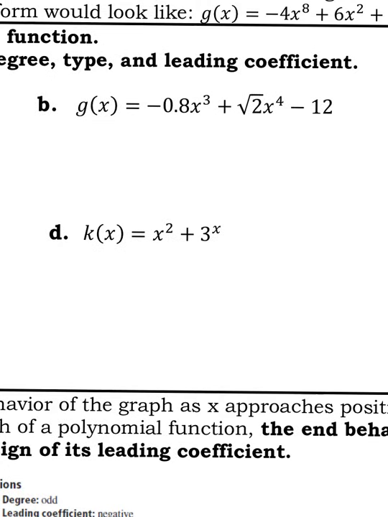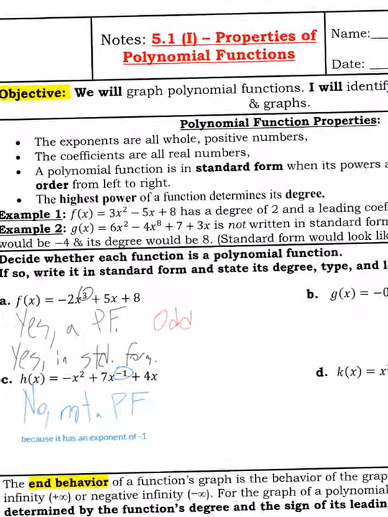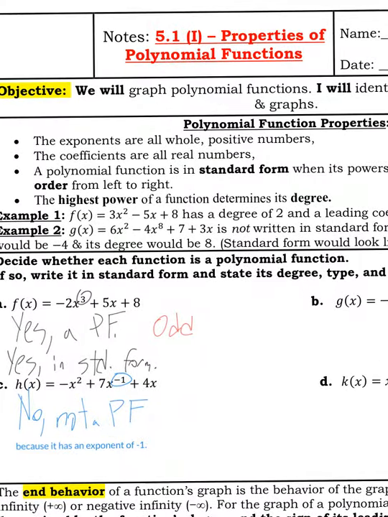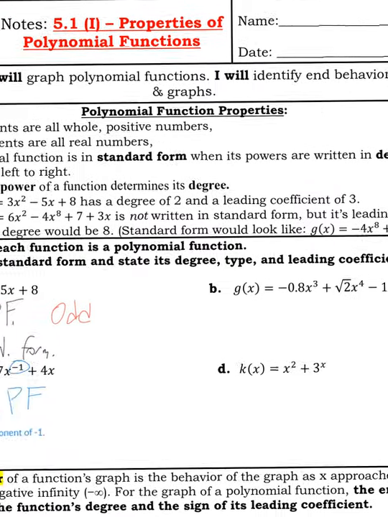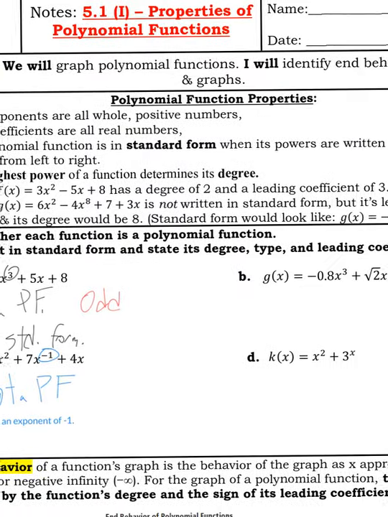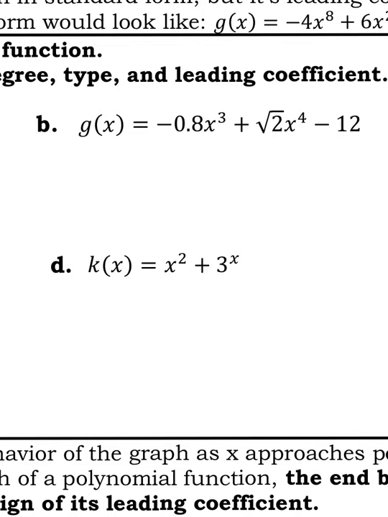So letter B, I have negative 0.8x to the third plus the square root of 2 times x to the fourth minus 12. So are the exponents whole positive numbers? Yes, they are. Are the coefficients real numbers? They're decimals and square roots, but that's still a real number. So is it a polynomial function? Yes, it is. All right, and then is it in standard form? No, it's not in standard form.